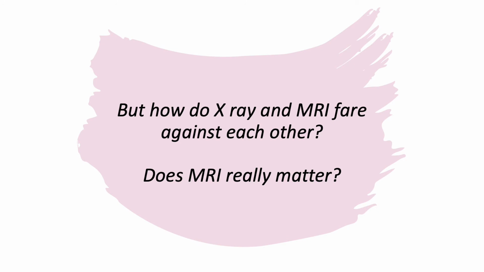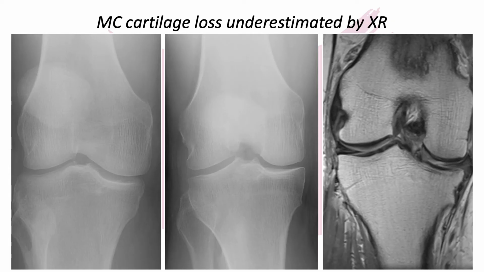So how do X-ray and MRI fare against each other, and does MRI really matter when we're looking at the degree of articular cartilage loss? If we look at this patient, we see a fairly good articular cartilage space, both on the oblique as well as the straighter image. The joint space looks quite good, but when we look at the MR, we can see that there's fairly advanced cartilage loss. So radiographs can underestimate the extent of cartilage loss.